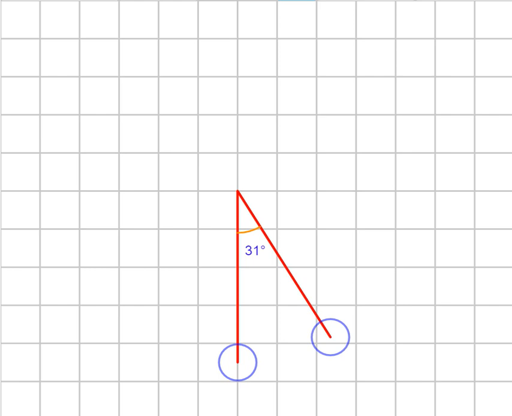G'day everybody, I'm going to be talking about angles today. First up, I'm just going to be showing you the different sizes of angles and their names.